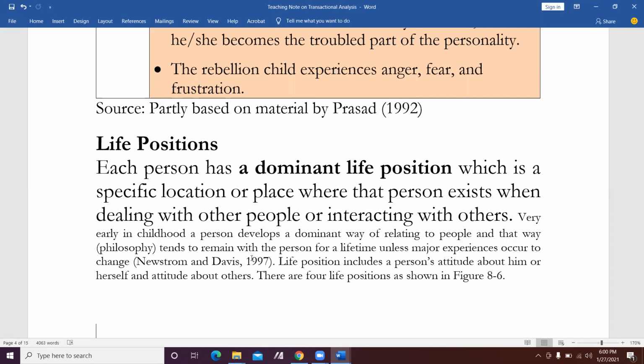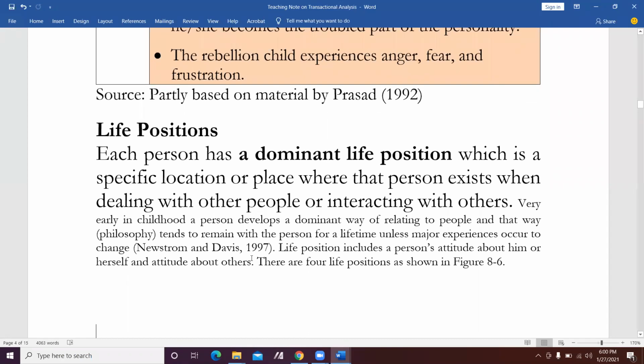Normally, a person has a dominant life position. There may be non-dominant life positions, but for every person, according to this theory, there is a dominant life position. Dominant means frequent position. Frequently, you are in that position when you interact with others. Sometimes you may change and have a different life position. But in the majority of cases of interacting with others, you are in one particular static, stable life position. That is what we call the dominant life position.